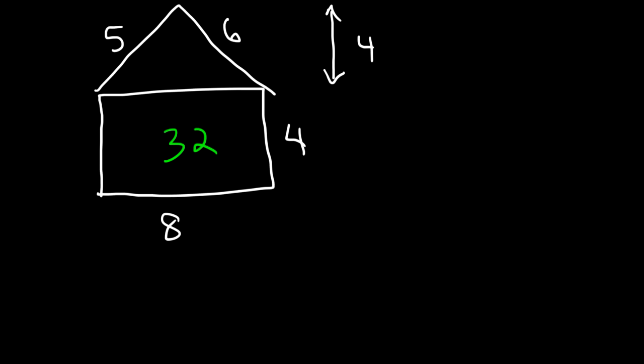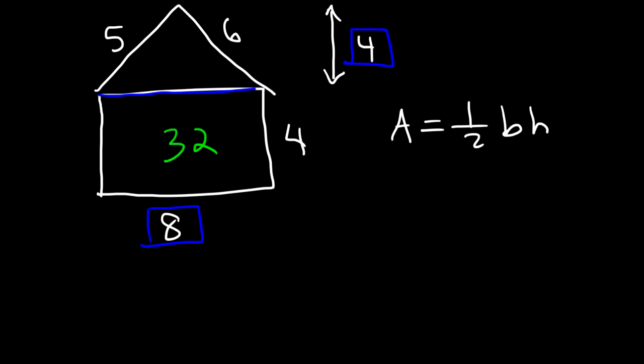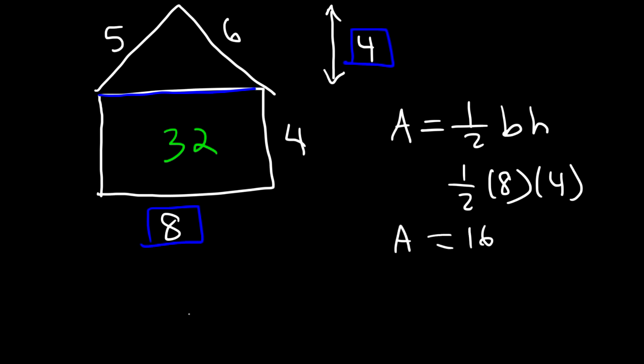Now what about the area of the triangle? The area of a triangle is 1/2 base times height. So the triangle has a base that's 8 units long, and it has a height of 4 units. So it's going to be 1/2 times 8 times 4. 8 times 4 is 32. Half of 32 is 16. So that's the area of the triangle. So now the total area is going to be 16 plus 32. So it's 48 square units for the entire figure.